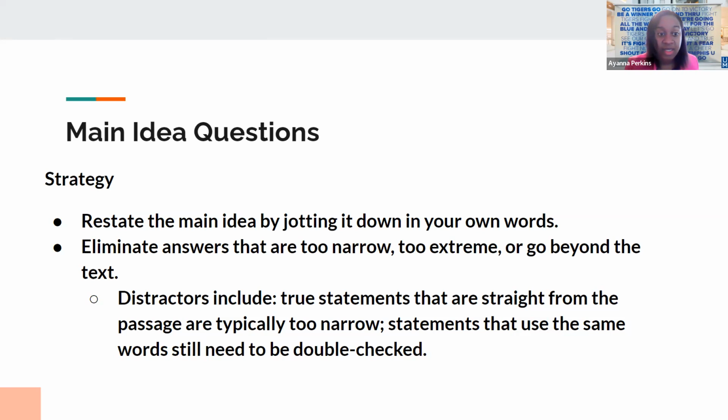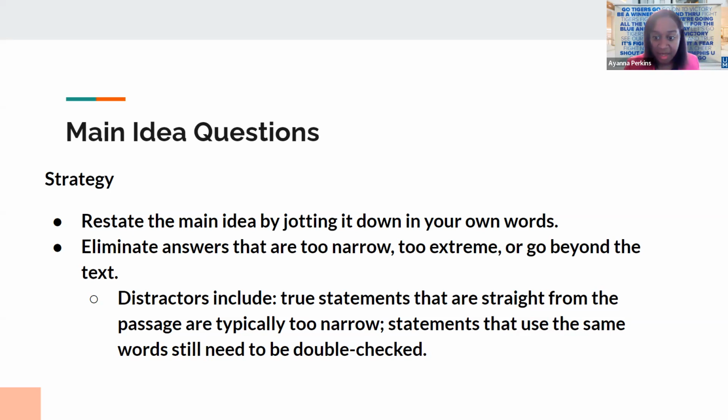So they're putting in there something that you can't point to the text and say, hey, that happened in the text. So this is not an inference question. This is where you're really just summarizing what happened. So the distractors include true statements that are just straight from the passage. Those are probably going to be too narrow. So they just take a sentence and throw it in there as a main idea question.